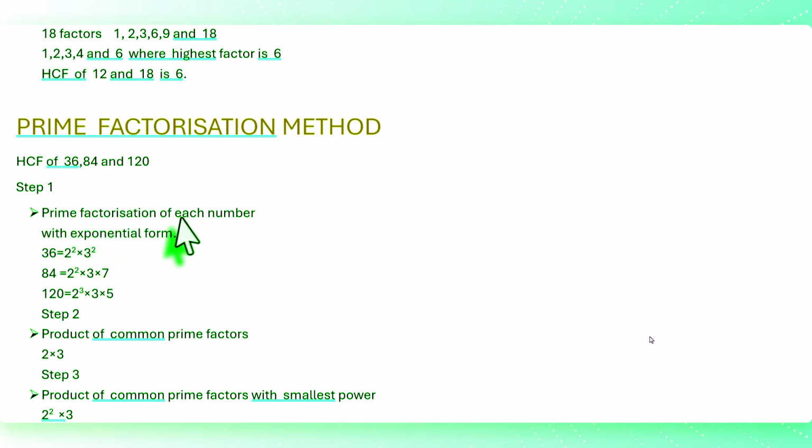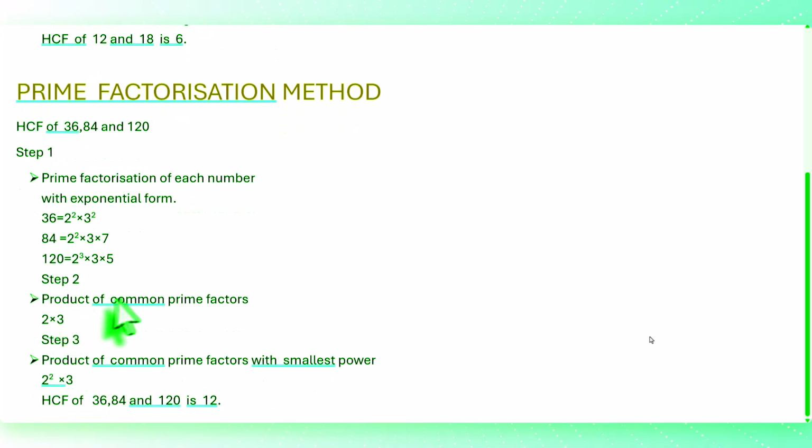First, prime factorization of each number in exponential form. 36 is 2 power 2 into 3 power 2. 84 is 2 power 2 into 3 into 7. 120 is 2 cube into 3 into 5.